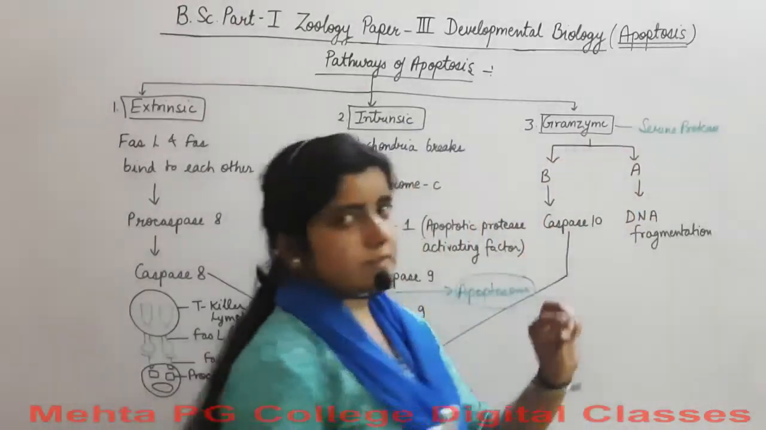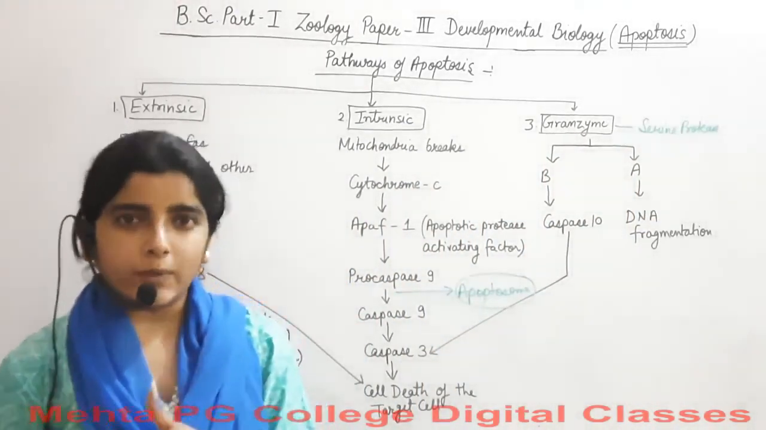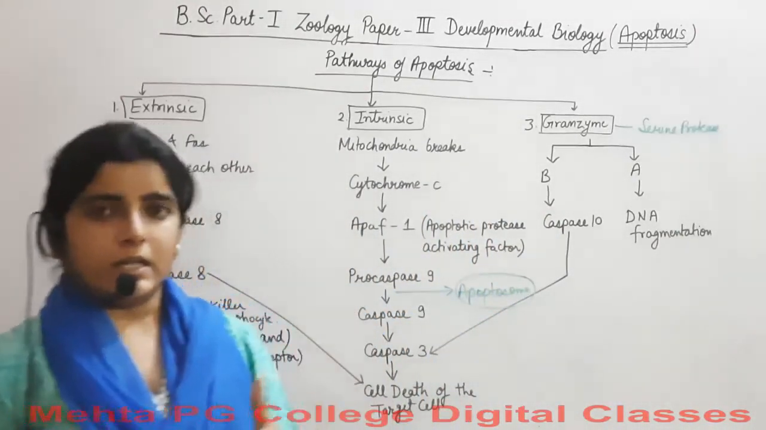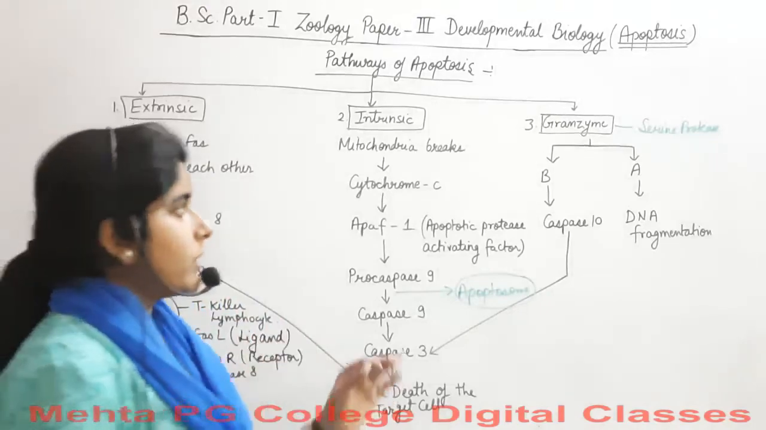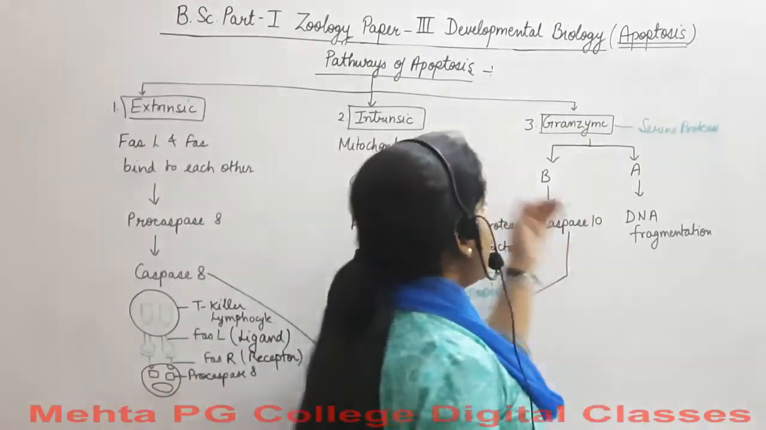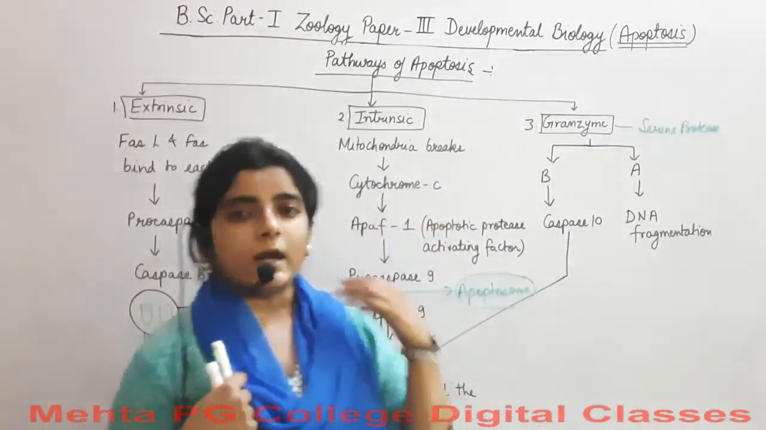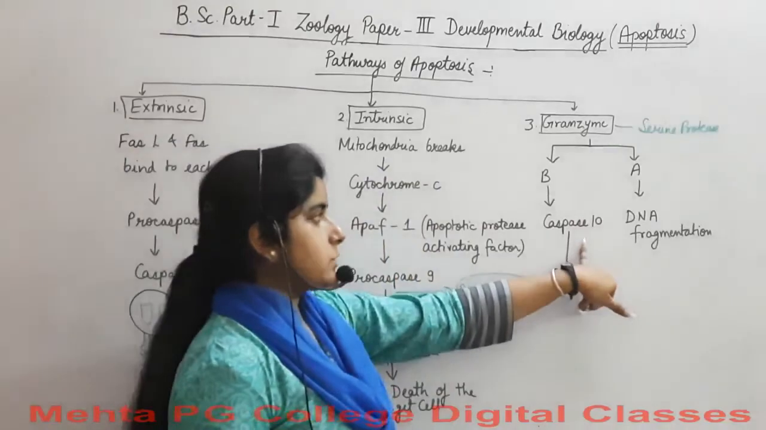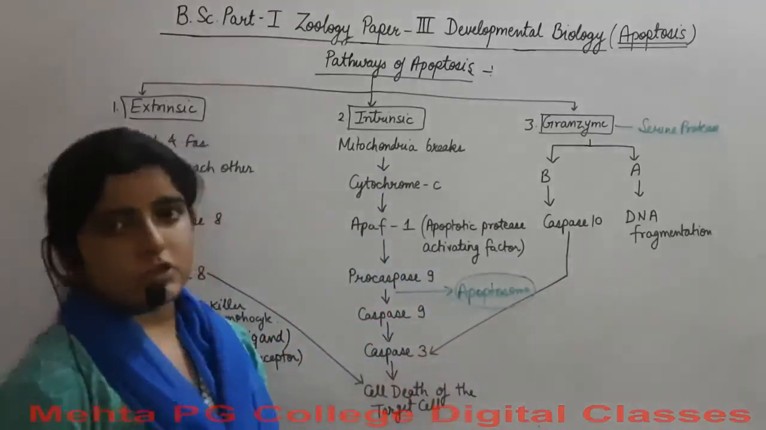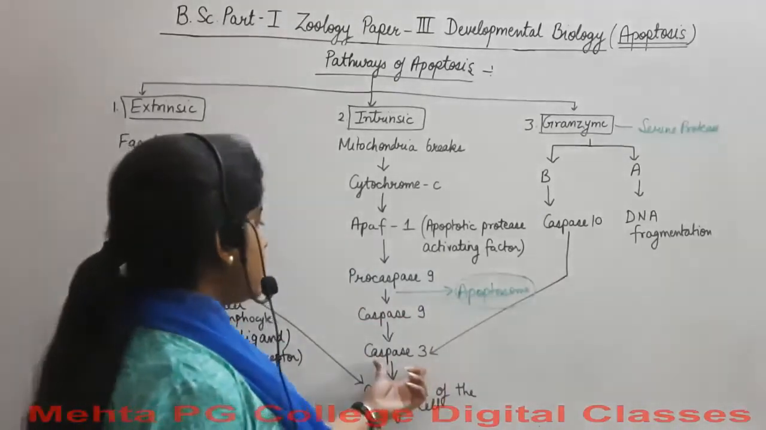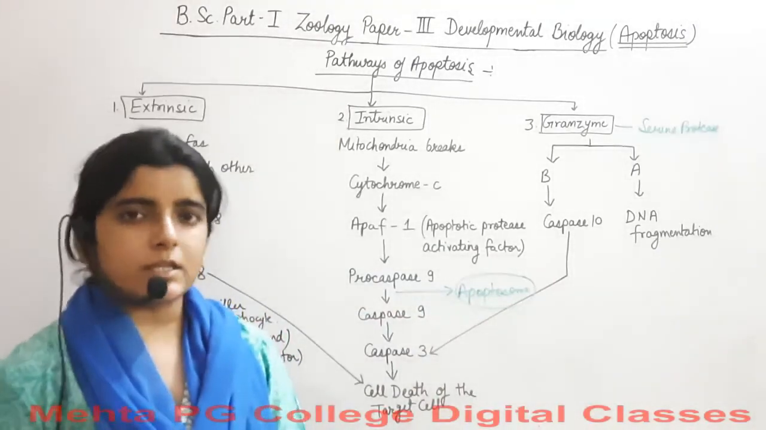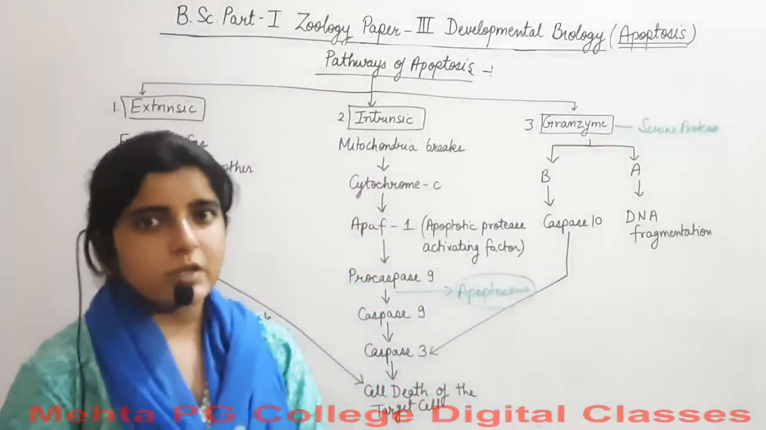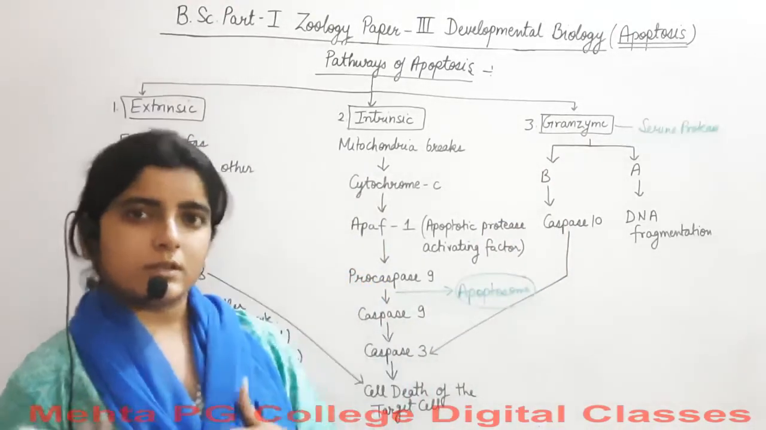Now, granzyme is present in two forms, granzyme A and granzyme B. Granzyme A leads to the fragmentation of the DNA. So granzyme A is responsible for DNA fragmentation, and granzyme B is responsible for the activation of caspase 10, right? When caspase 10 is activated, it leads to the activation of caspase 3 protein. It activates cell death and leads to apoptosis. So this is called the granzyme pathway because here granzymes are used as a pathway which leads to the death of the cell.